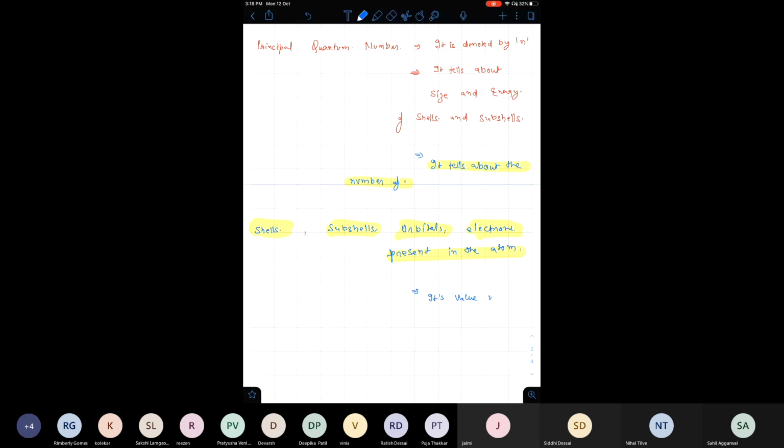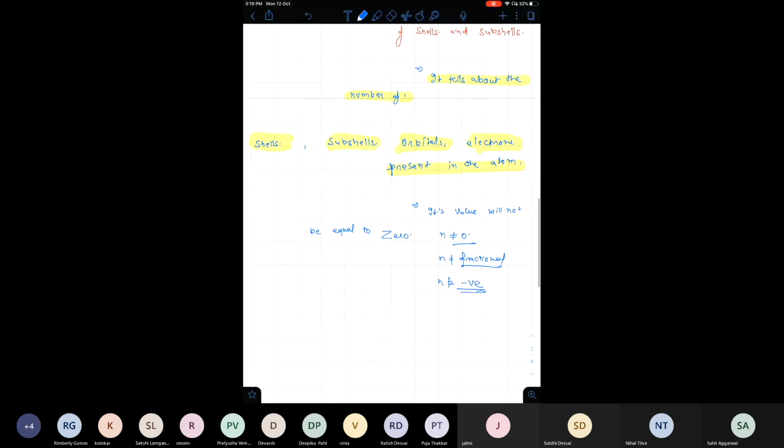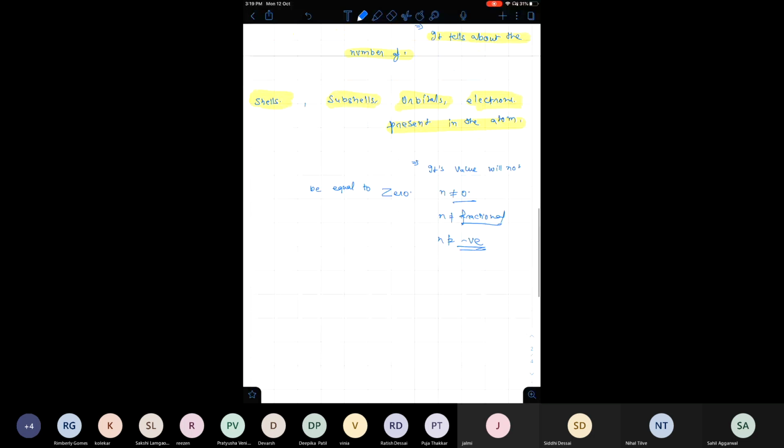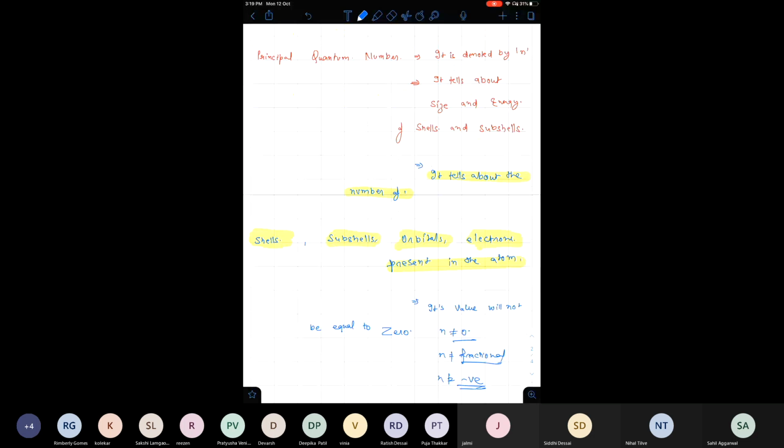Its value will not be equal to 0. n cannot be equal to 0. n cannot be fractional. n cannot be negative. Done, all of you?